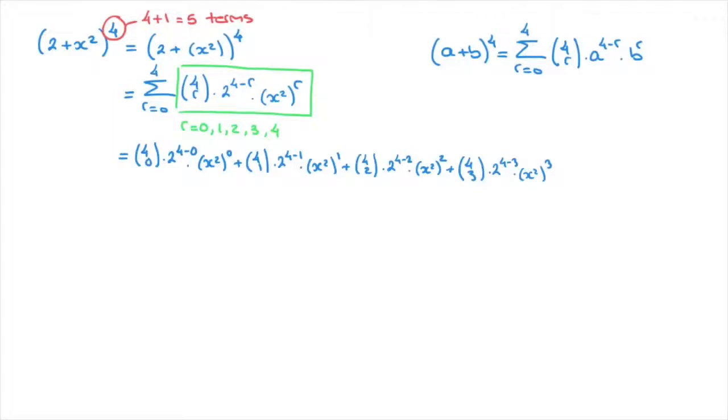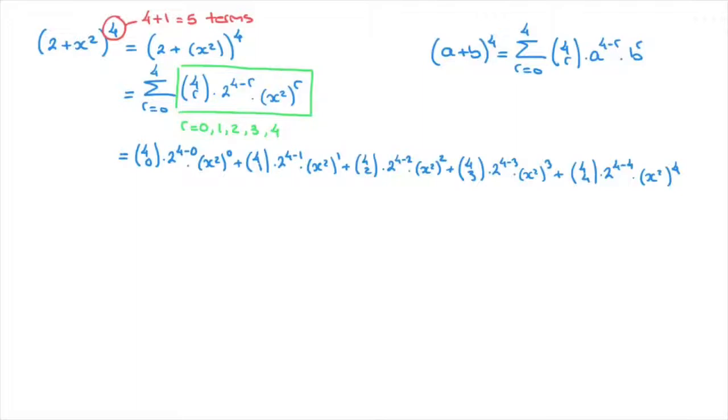And finally, we add to that the case where r equals 4. And that's the coefficient for 4 times 2 to the power of 4 minus 4 times (x²) in parentheses raised to the power of 4. We now have all 5 terms. Indeed, we can see we have 1, 2, 3, 4, and 5 terms in this sum. And now our job is to simplify this as much as possible.